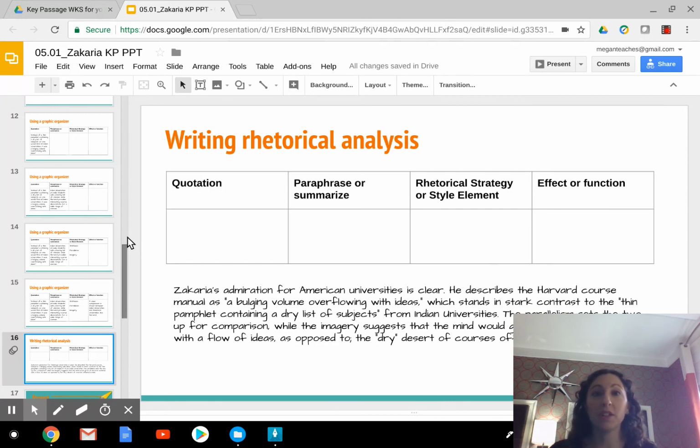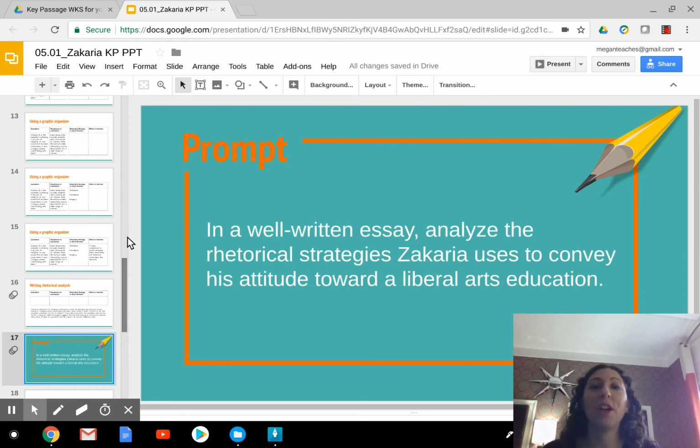Try doing this with other elements within this passage. There's so much here. Zakaria is such an amazing writer. And once you do all of this, you would be ready to answer a prompt such as this: "In a well-written essay, analyze the rhetorical strategies Zakaria uses to convey his attitude toward a liberal arts education." And you could just nail that. You would be like, I got it. No big deal.